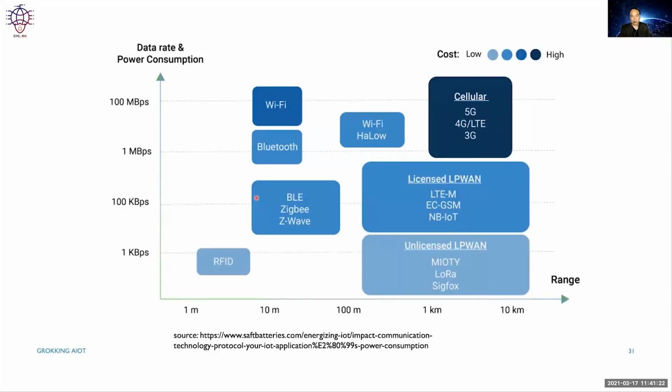Right, so this is another diagram to show you the range. You can see that for long range and very high power, you have 5G, and the speed is also very fast, but the power consumption and the cost is high. Whereas for things like RFID, it's a very low range, power consumption is also fairly low, but the speed is very, very low.